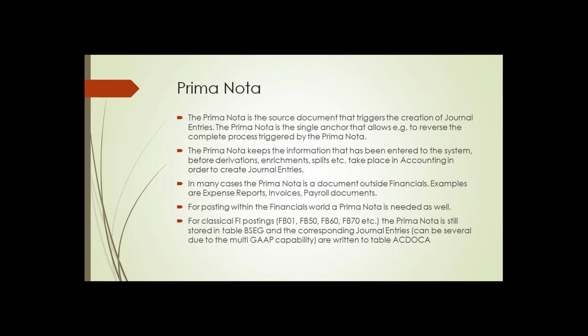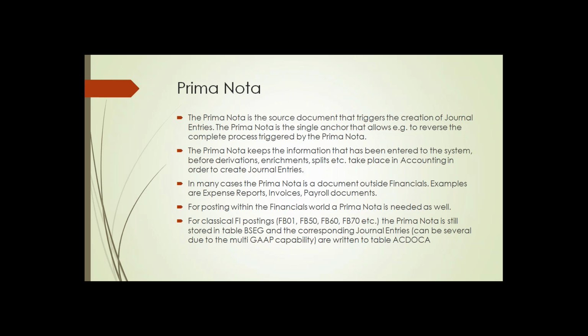For classic FI postings, that is the reason why BSEG is still there in the system. It stores your prima nota information. So for classical posting, the prima nota is still stored in table BSEG and the corresponding journal entries are written into table ACDOCA. I understand that this topic is not very easy to understand, but I'm sure that whenever we do some transactions, you will be able to understand what prima nota is and what its purpose is. But for now, just understand that it is the source document.